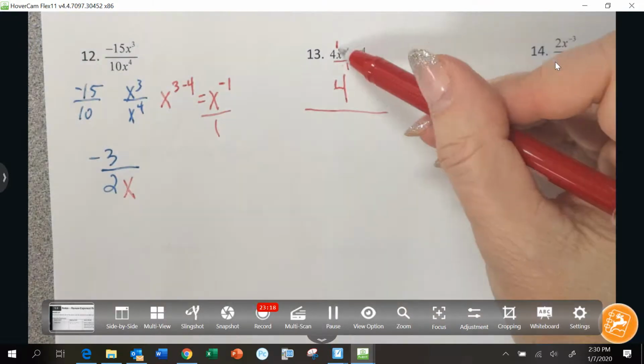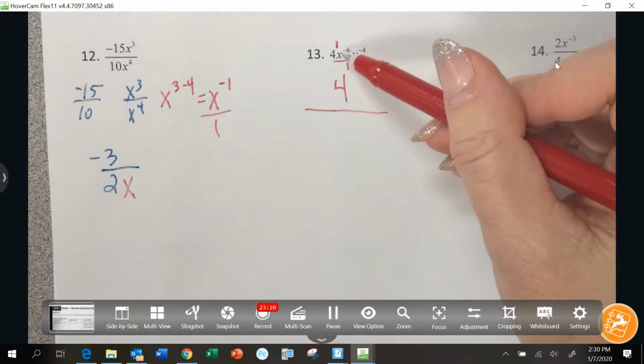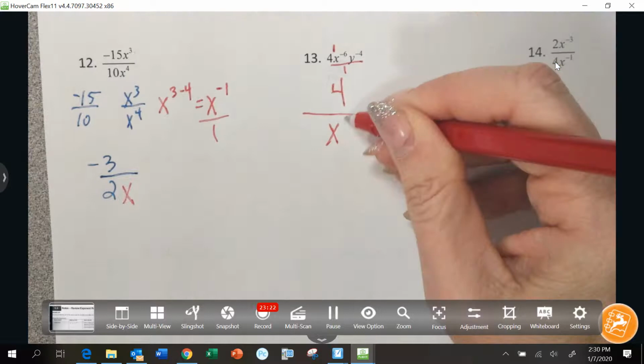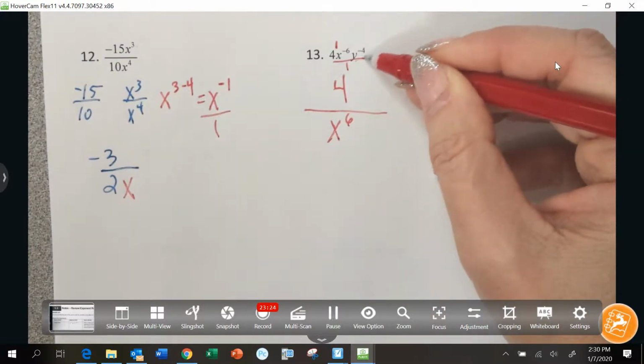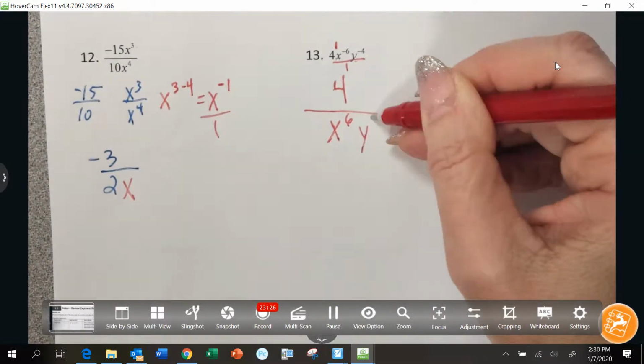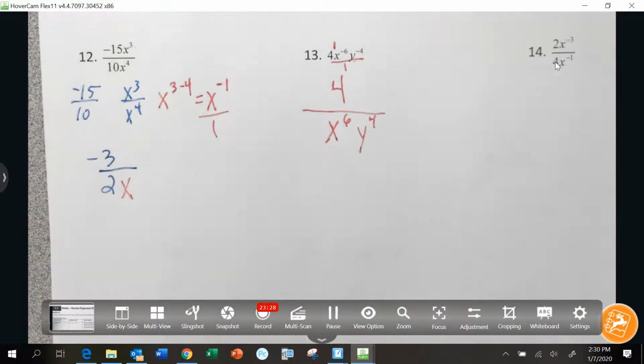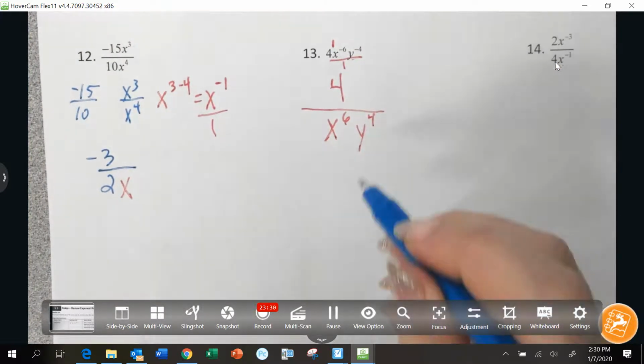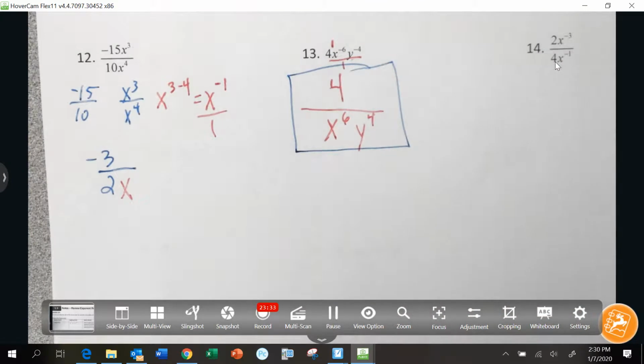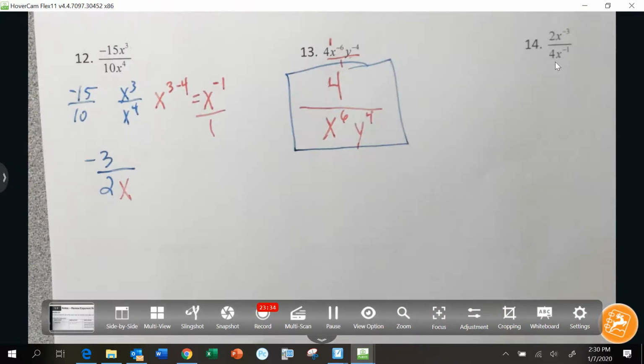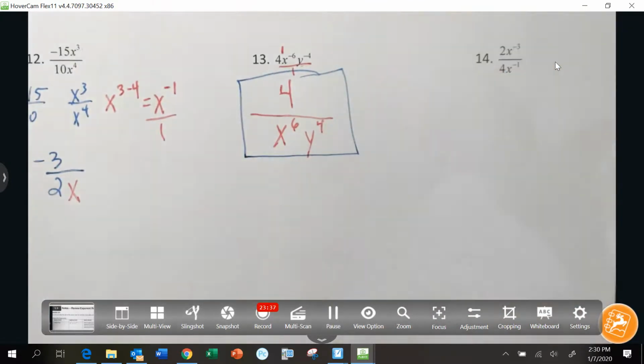So when we have the x to the negative 6, you reciprocate that to the bottom and make it x to the positive 6. Y to the negative 4, you move it down and you make it y to the positive 4. That's the answer. Can you imagine if we didn't have to review this, how much more fun today would be?